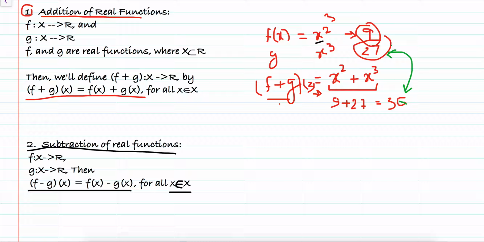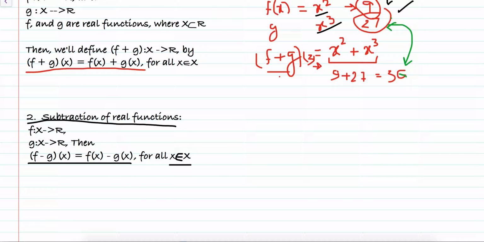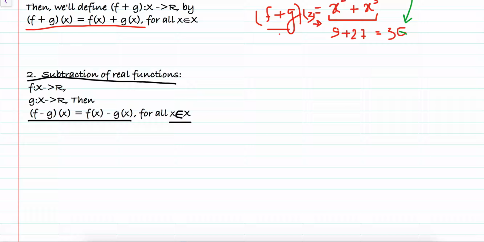We can take the same example and see that if this is 9 and this is 27, then if I subtract f(x) minus g(x), I get 9 minus 27, that is minus 18. And now our new function f minus g is x square minus x cube. So if I put 3 here, then we will get 9 minus 27, again minus 18. So (f minus g)(x) will be the same as f(x) minus g(x). So this is also a very trivial case. Now our third operation is multiplication.